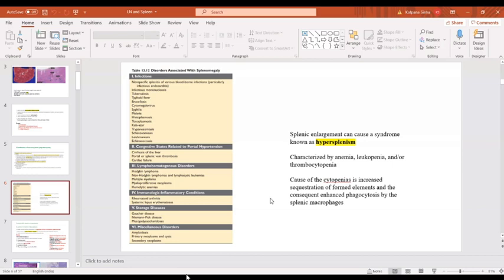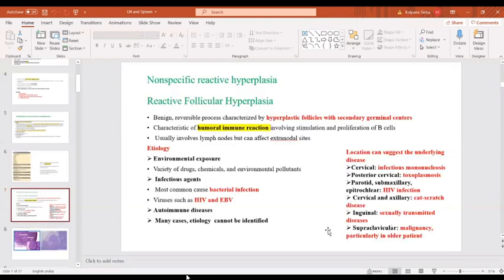Like cervical, the most important infectious bacterial cause is infectious mononucleosis; posterior cervical is toxoplasma; parotid, submaxillary and epitrochlear is HIV infection; and cervical and axillary is cat scratch disease. Inguinal, the most important cause is sexually transmitted disease, and supraclavicular is mainly involved in metastasis in elderly males.